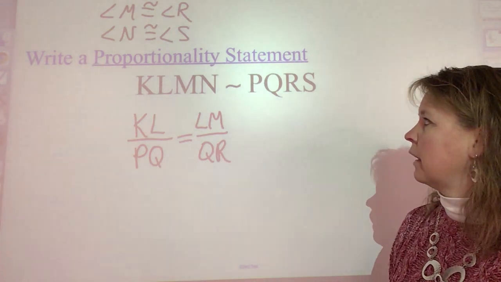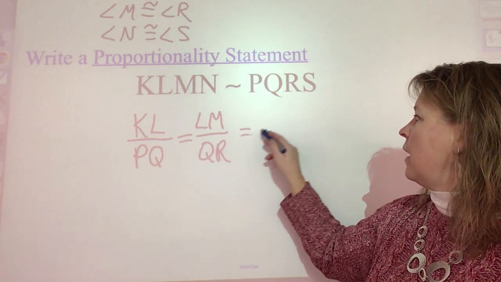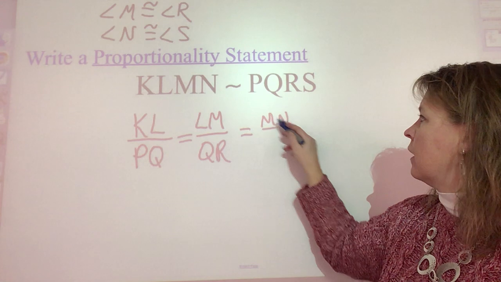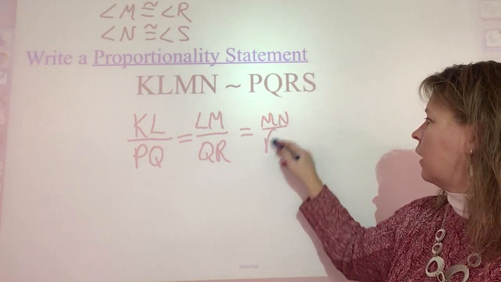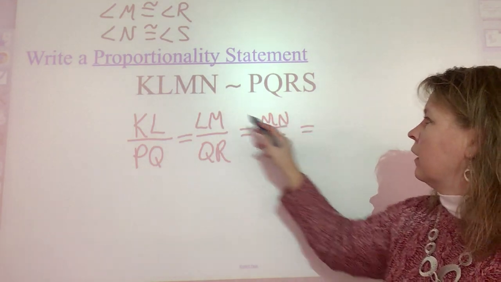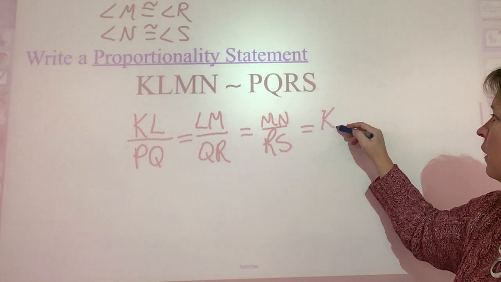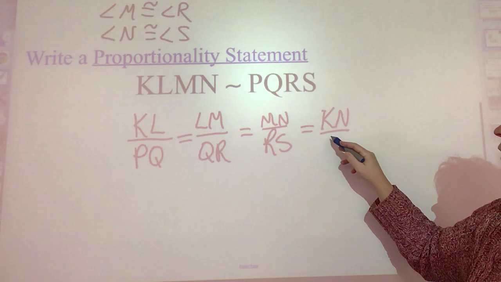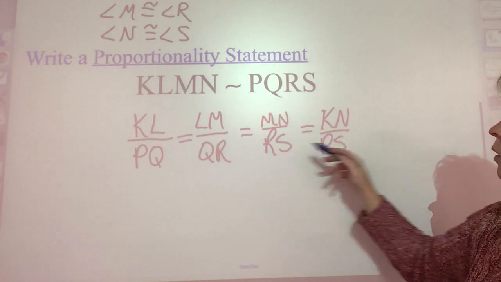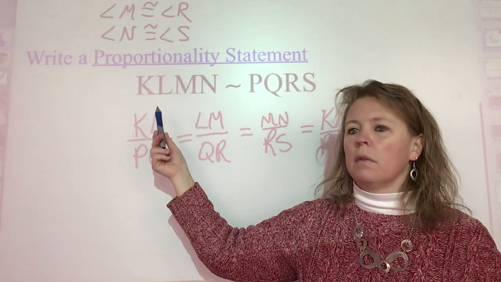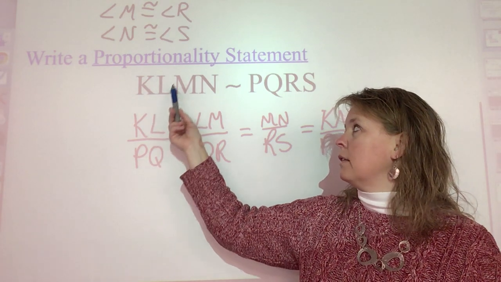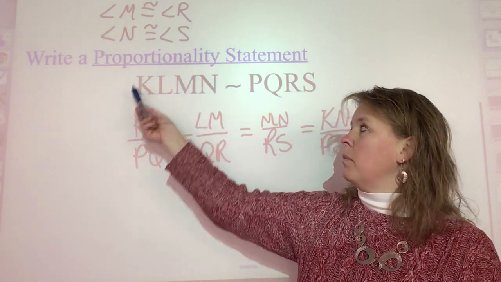That's the second side. But MN is going to be related to RS, and KN or NK is going to be related to PS. Now notice I just didn't pick any random letters. I went in order, K to L to M to N back to K.